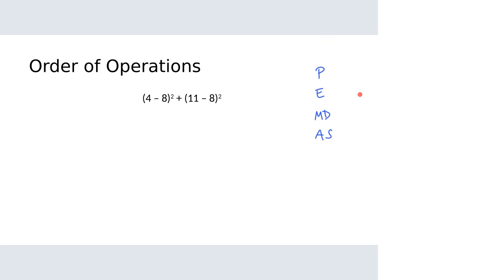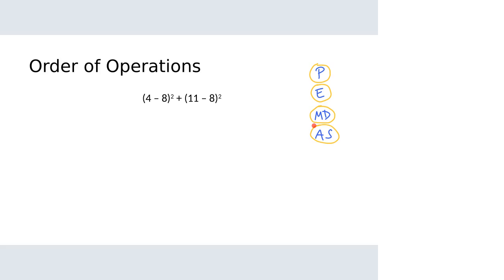And what we're talking about here is anything that's in parentheses gets done first. If there are exponents, they get taken care of next. Multiplication and division are next. They're equals in this hierarchy, so we would do those left to right. And then finally, addition and subtraction that are also equals that we would do from left to right.